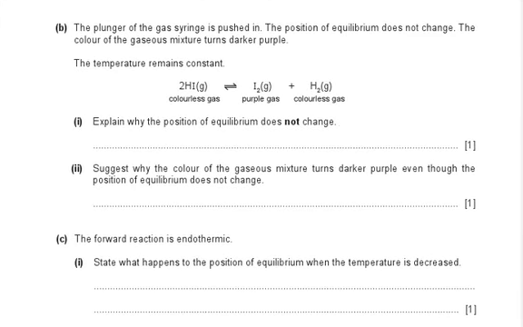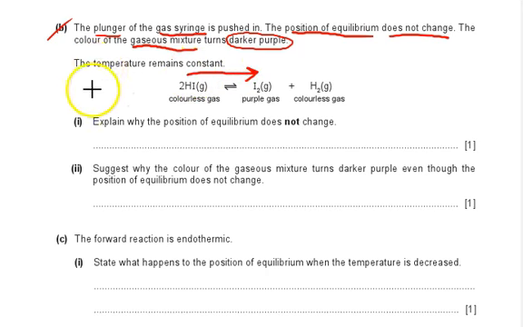Okay, so now B, the plunger of a gas syringe is pushed in. The position of equilibrium does not change. The color of the gas mixture turns darker purple. It means that it is moving into a forward reaction. Okay, and the temperature here remains constant. Now explain why the position of equilibrium does not change.